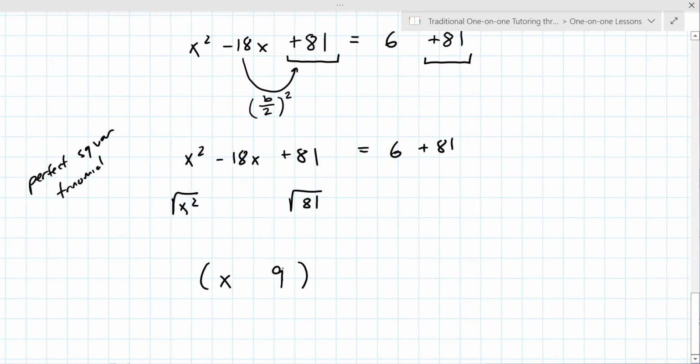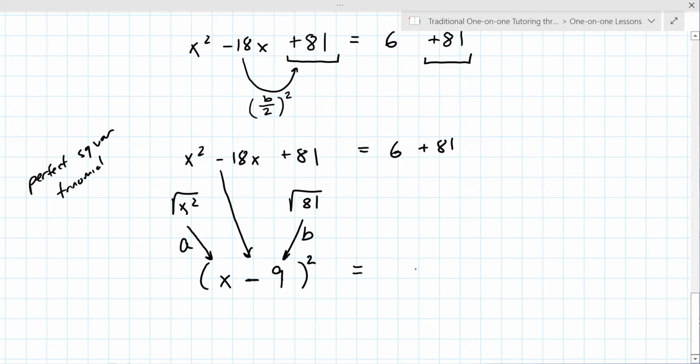And then students always ask, well, what goes in the middle here? It's whatever this sign is, minus, and then it's squared. So this x right here comes from the square root of x squared. That's called your a. The 9 is the square root of 81, your b. And you always put that square on the outside. Any questions on that? No.